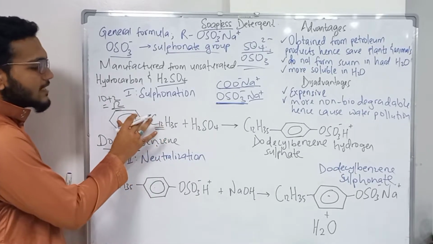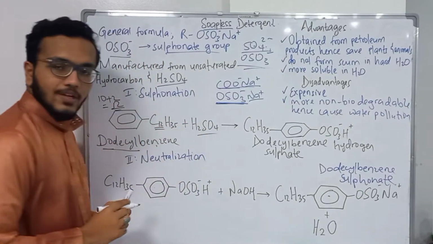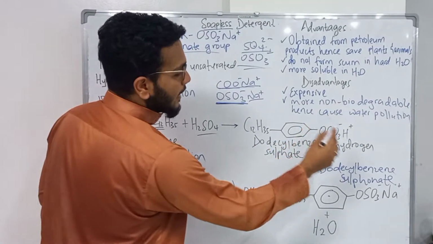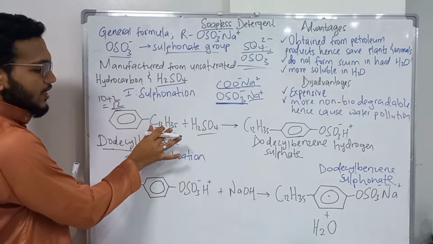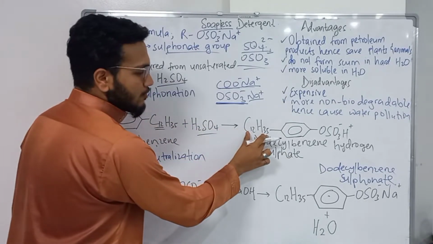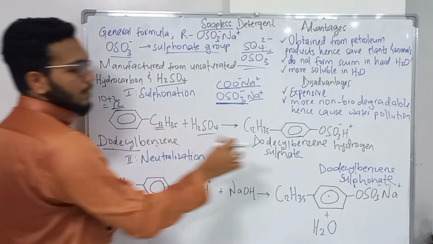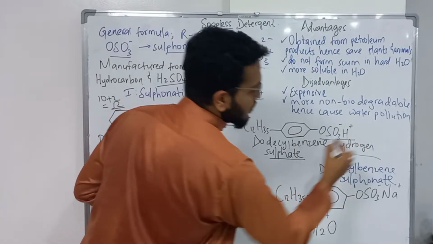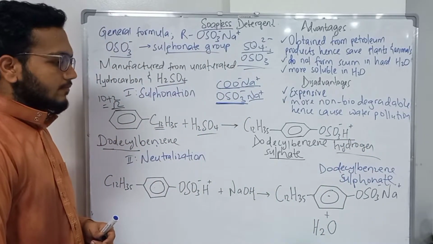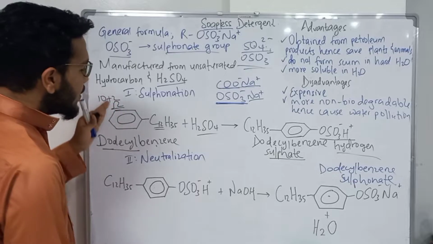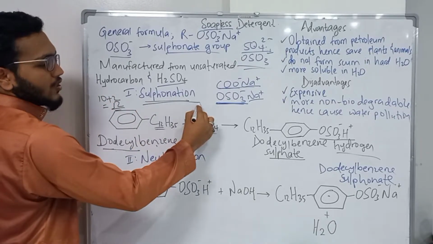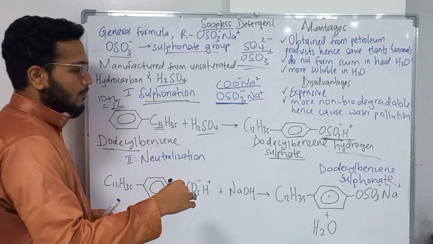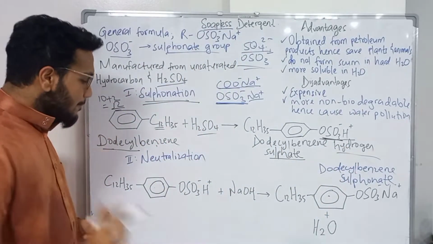So the dodecyl benzene reacts with H2SO4, sulfuric acid, to form what? To form dodecyl benzene hydrogen sulfate. Nothing changes: C12H35, benzene group bonded, but you add the hydrogen sulfate, which is OSO3 negative, H positive. This is sulfonation. You are adding the sulfonate group. So first step, sulfonation. Second step, neutralization.